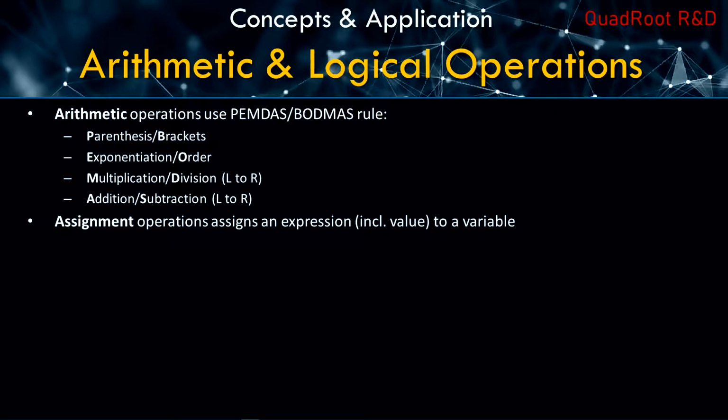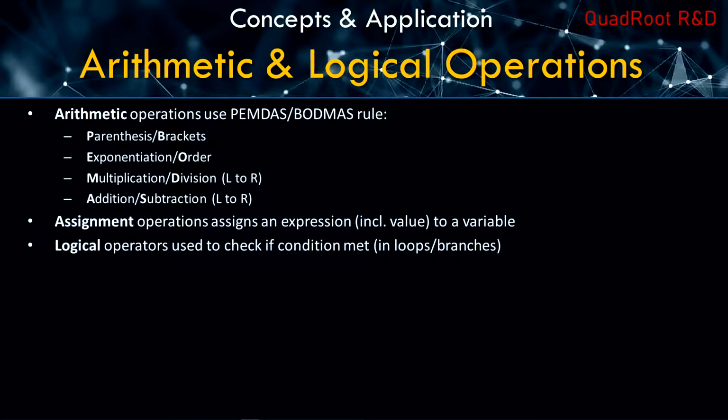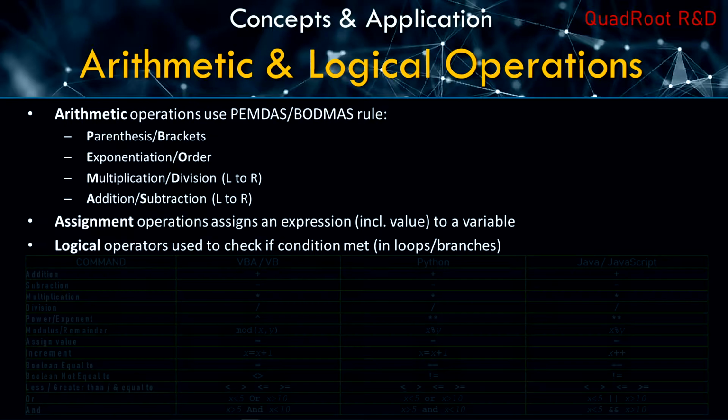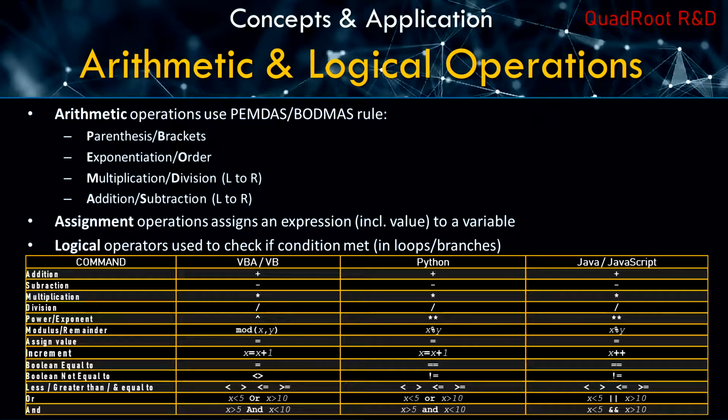Now, assignment operations assign an expression to a variable. Variables go on the left-hand side and the expressions on the right-hand side. Expressions may include a value. Logical operators are used to check if a condition is met, and they're used in conjunction with control flow statements like loops and branches. Now, these are the main operators for arithmetic, assignment, and logical.